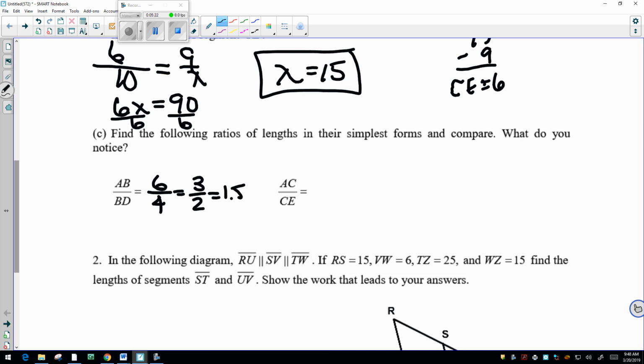Okay, go to AC. How big is AC? 9. How big is CE? 6. And again, if I were to reduce these, I could give you a fraction and tell you it's 3 over 2, or I could tell you it's 1.5. What do you notice? They're equal. They're the same proportions, right? So why should I know that they are the same proportions?